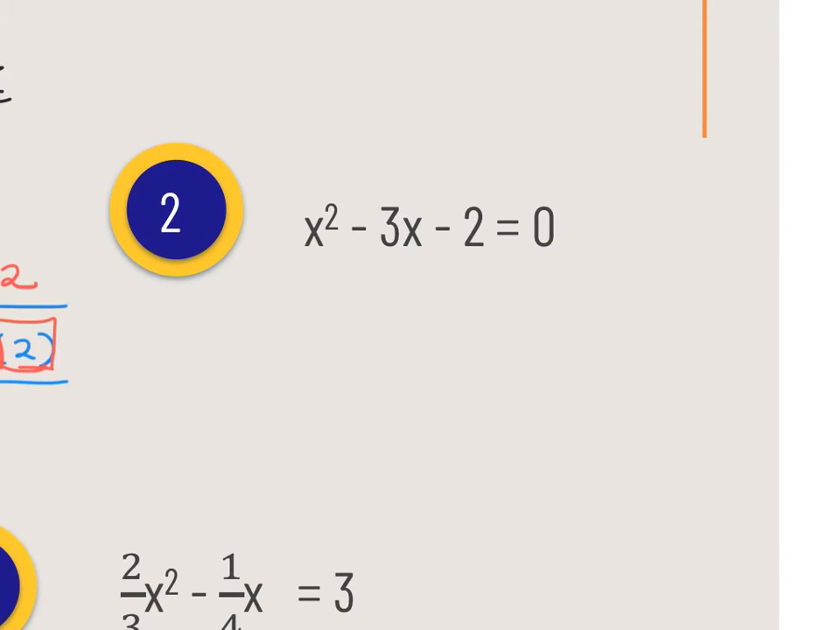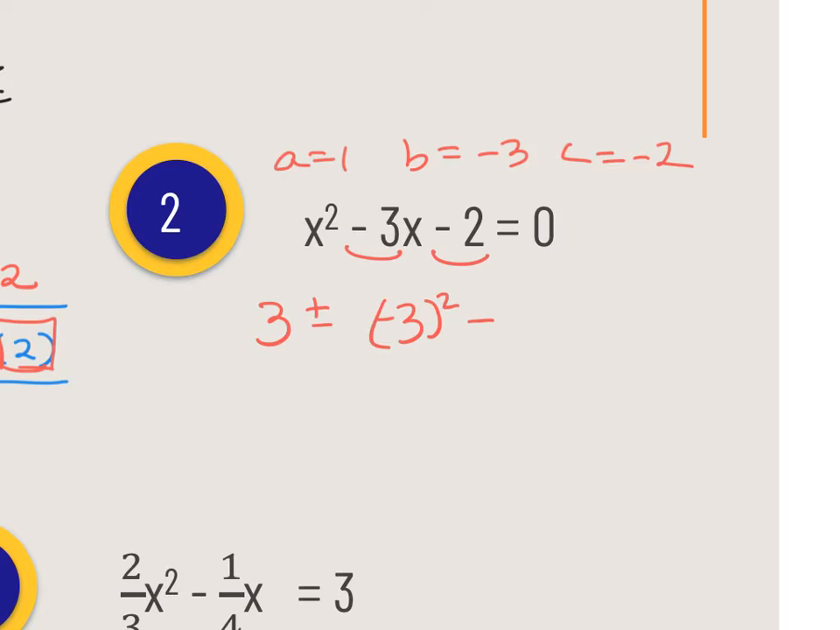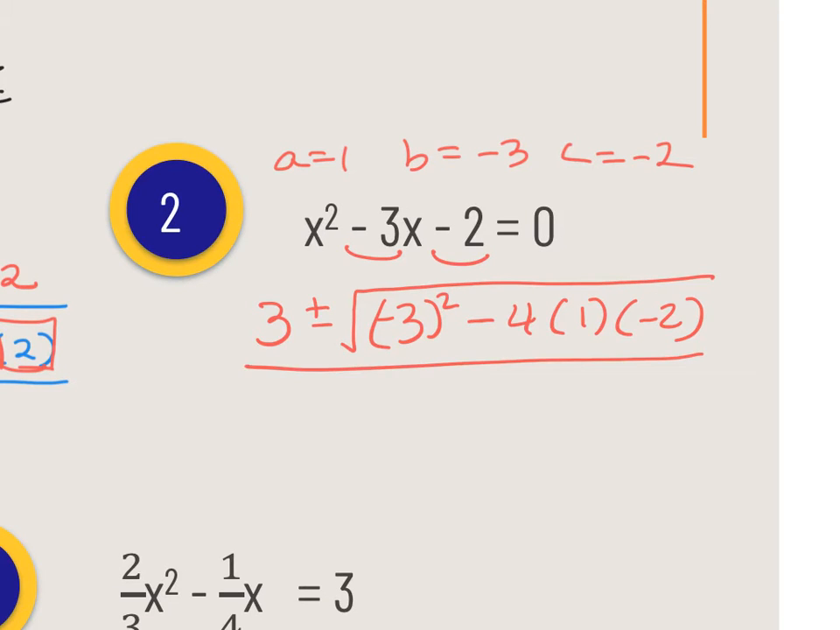It's already in standard form. My A value is 1, my B value is -3, and my C value is -2. Now that I've pulled out A, B, and C, I plug it into the equation. Opposite of B is +3, -3 squared minus 4 times A times C, it's all under the square root, divided by 2 times A.